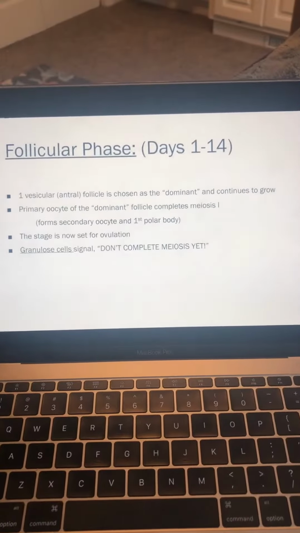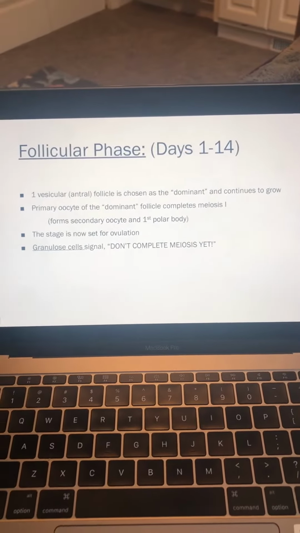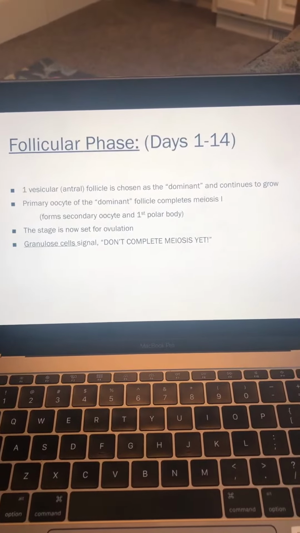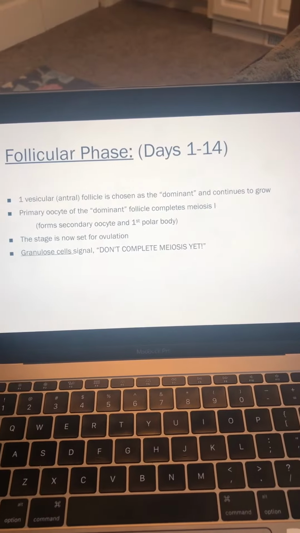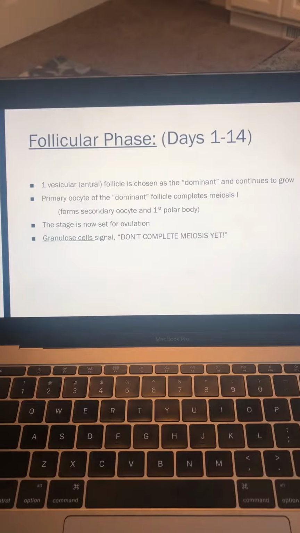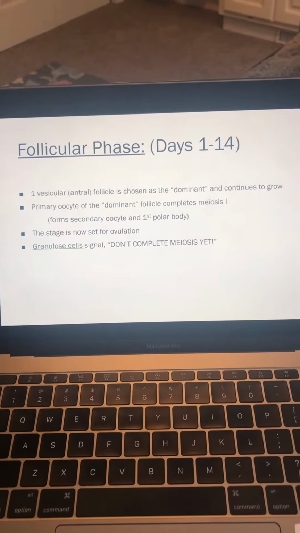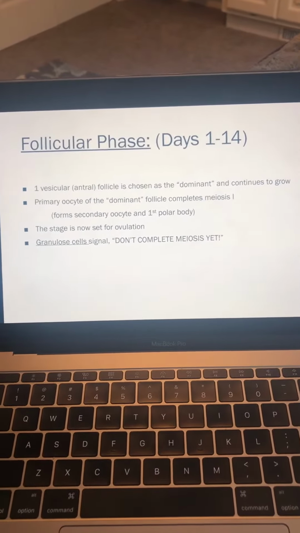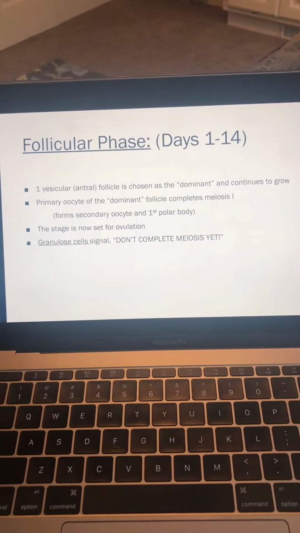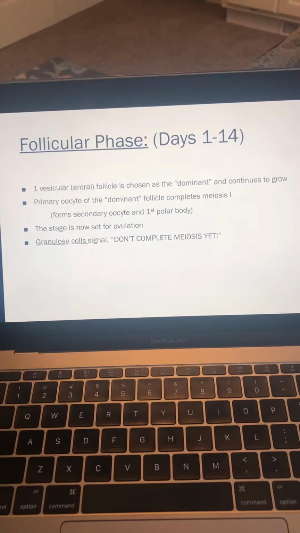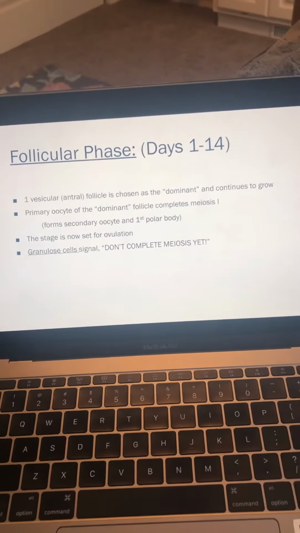The follicular phase is the first one that lasts days 1 to 14. One vesicular follicle is chosen as the dominant and continues to grow. The primary oocyte of the dominant follicle completes meiosis 1. The stage is now set for ovulation, and the granulosa cells signal it not to complete meiosis yet.